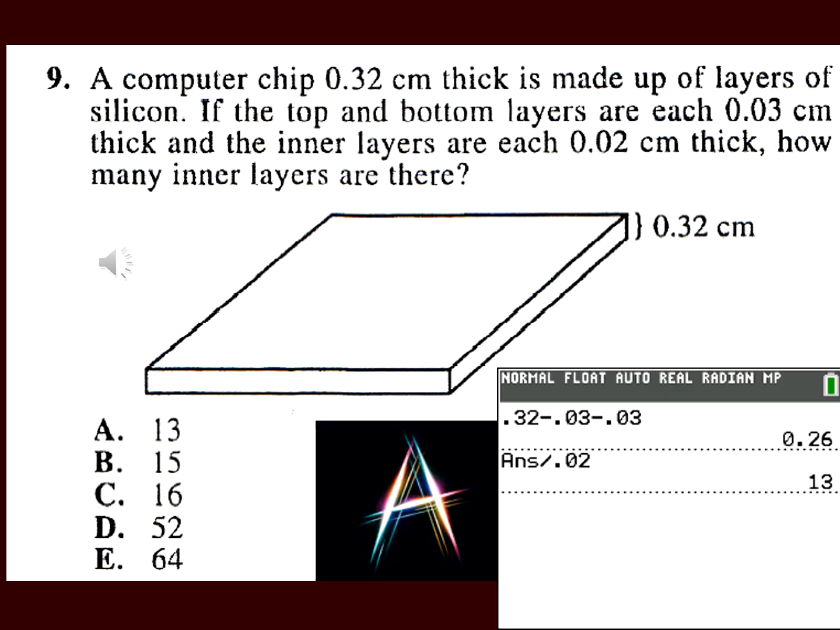So to solve this, I started off by taking the total of 0.32 and I subtracted off the top and bottom. I subtracted off 0.03 and I subtracted off 0.03 again. And what that told me is that the middle part has got to be 0.26 centimeters. Each of those middle layers is 0.02 thick, so I divided by 0.02. And that told me we have to have 13 middle layers.